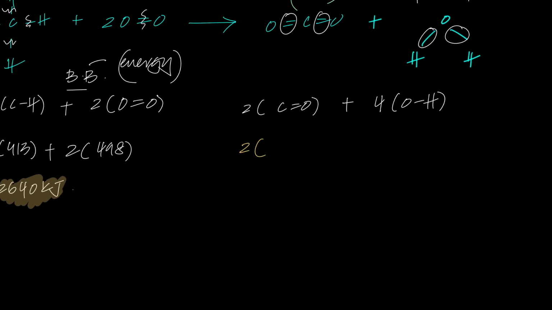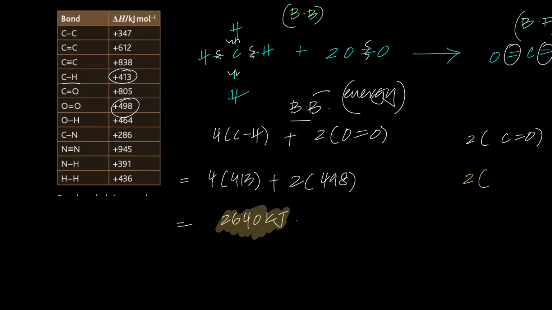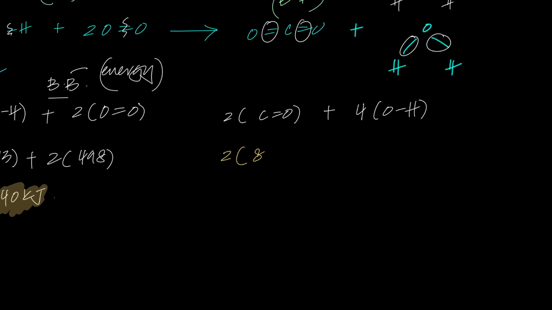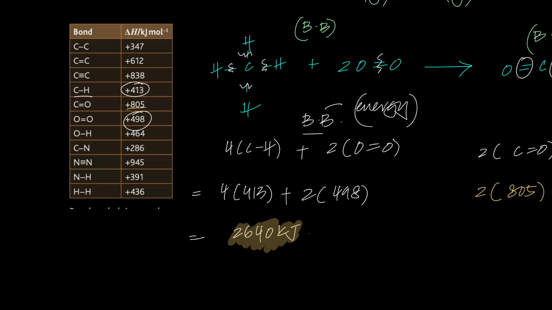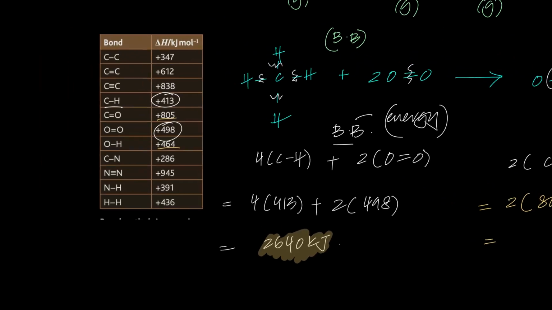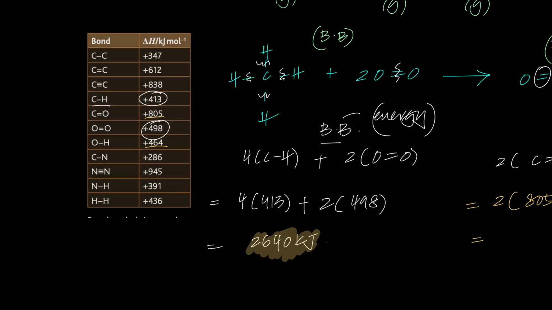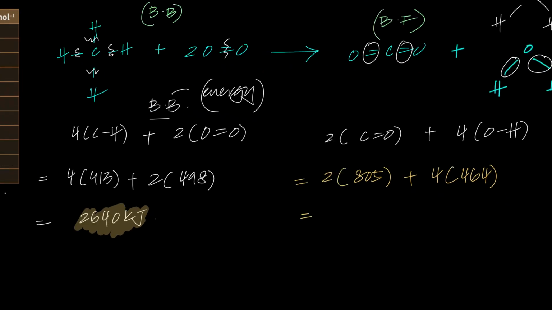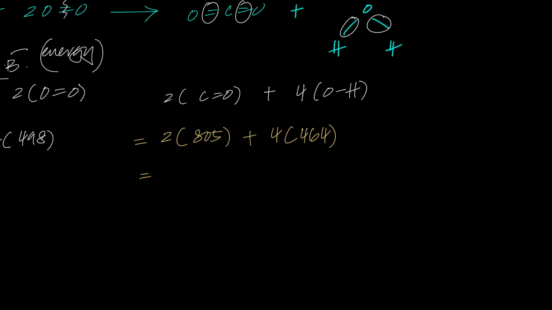And similarly here, 2 times CO bond. What's the CO bond? 805. See, I'm adding no signs whatsoever because it's energy. 4 times OH bond. OH bond is 464. Somebody calculate this stuff for me, please. What do you get?